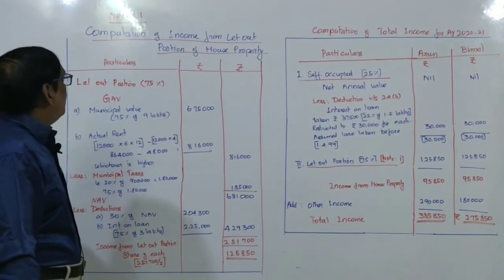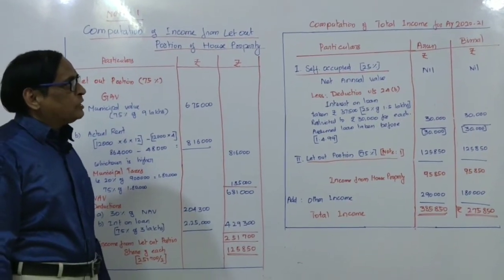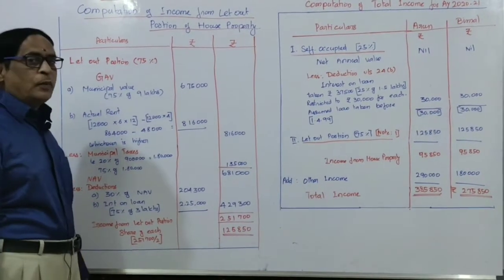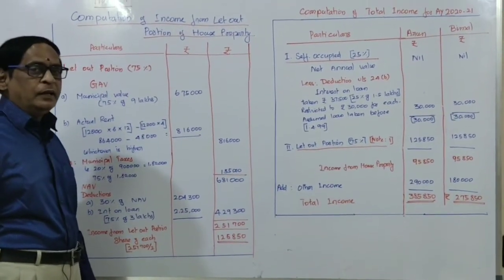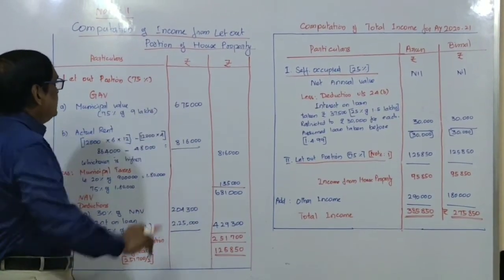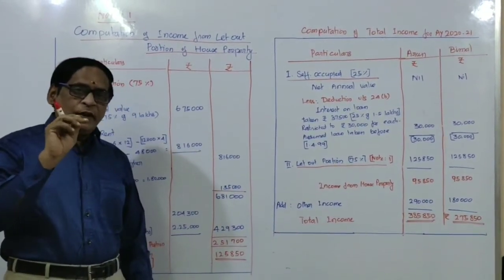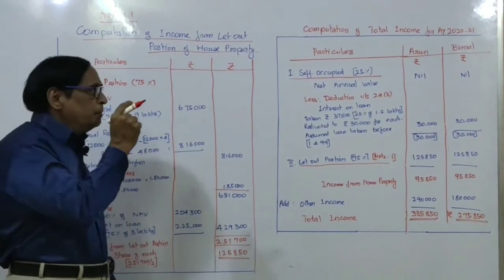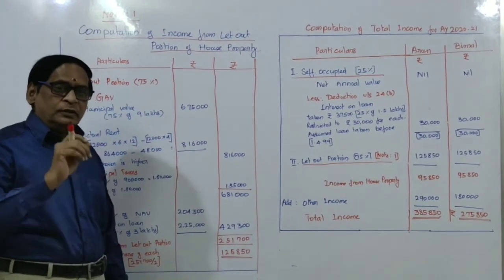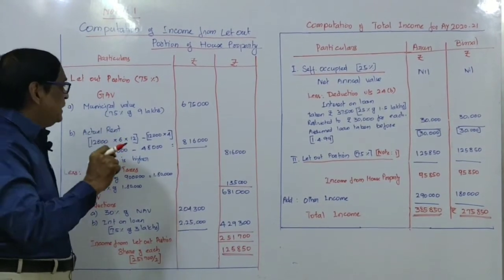Now let's prepare note number 1. In order to compute the total income for assessment year 2020-21, we should prepare the income from house property for both Arun and Bimal at first. So let us prepare this note first. The let-out portions, please remember there are 8 houses. Out of 8 houses, 2 houses were occupied by Mr. Arun and Bimal, one each. And then the remaining 6 units were let out. That means 25% is self-occupied, 75% is let out.